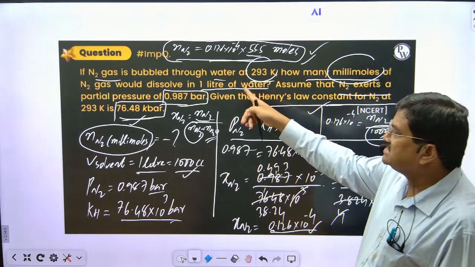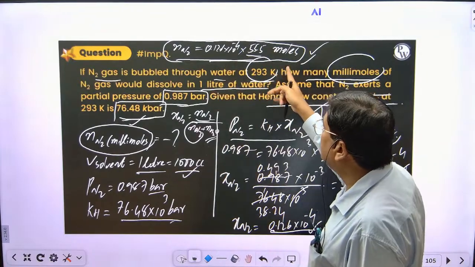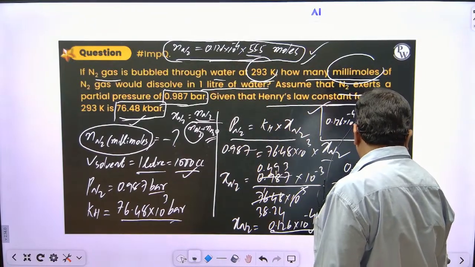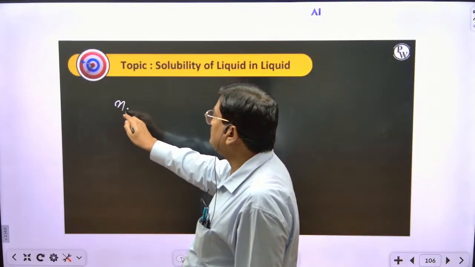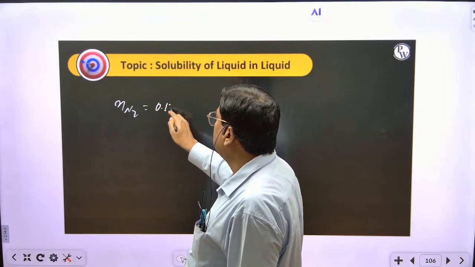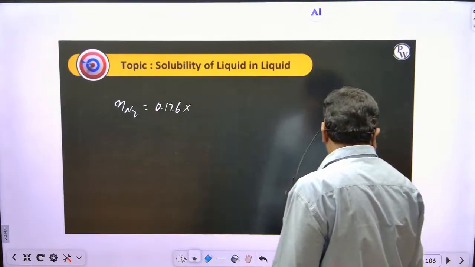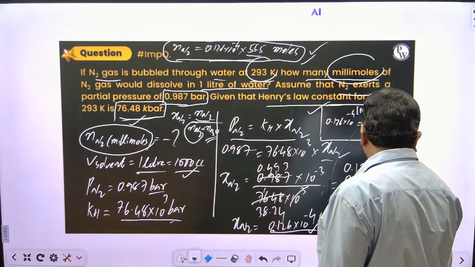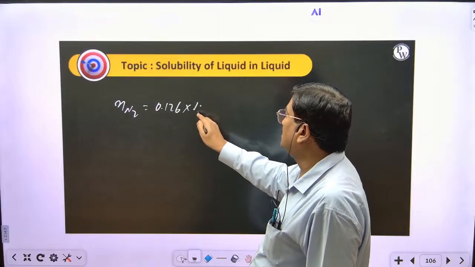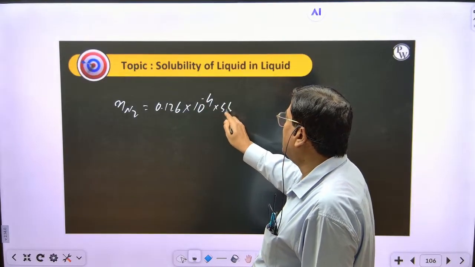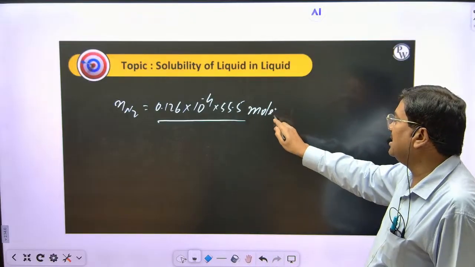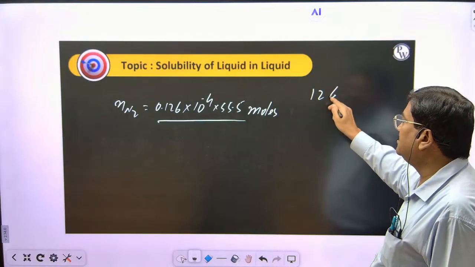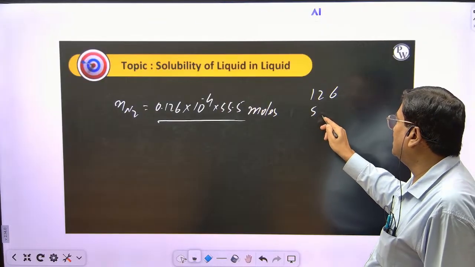Copy now. Next I am going to the next page, as space is not there. How many moles did we get? See, 0.126 into 10 power minus 4 into 55.5. These many moles we got. But the question is asking for millimoles. Now multiply 126 with 55.